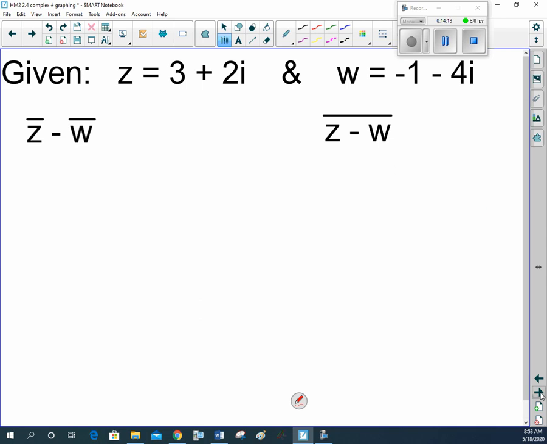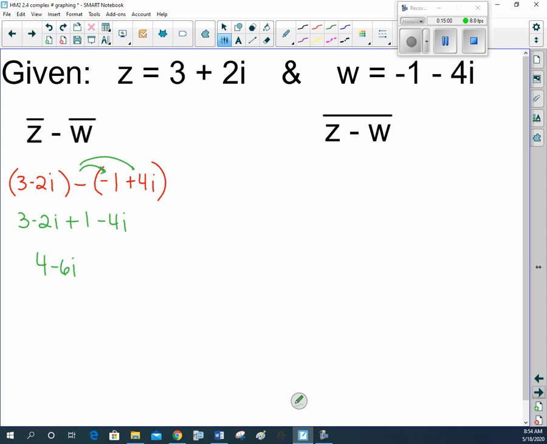Okay, same setup again. This time we're doing the conjugate of z minus the conjugate of w. So conjugate of z is 3 minus 2i minus grouping symbols. Conjugate of w is a -1 plus 4i. Combining our like terms, let's do the distributive property first. So we're going to go 3 minus 2i plus 1 minus 4i. And then I combine like terms, and I'm going to end up with 4 minus 6i.